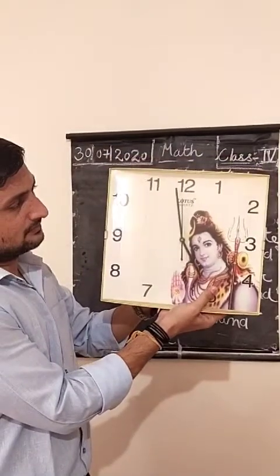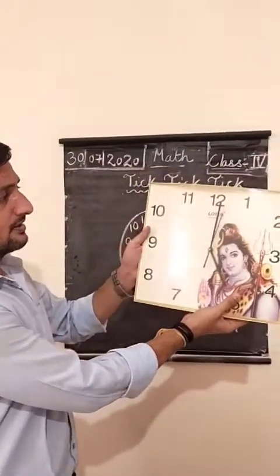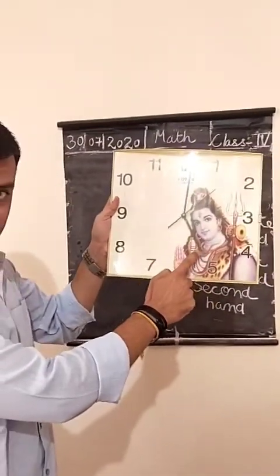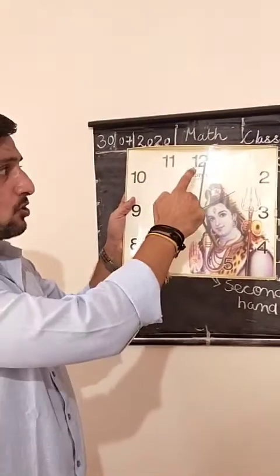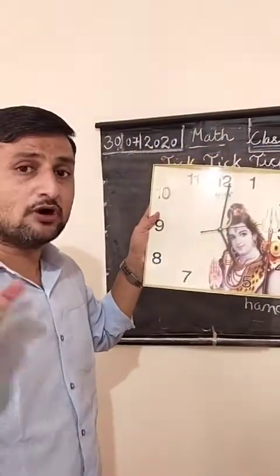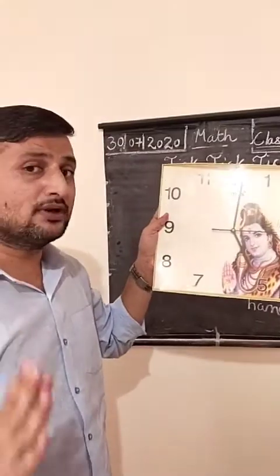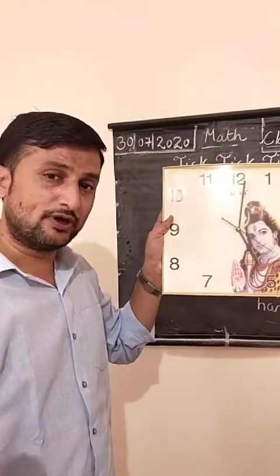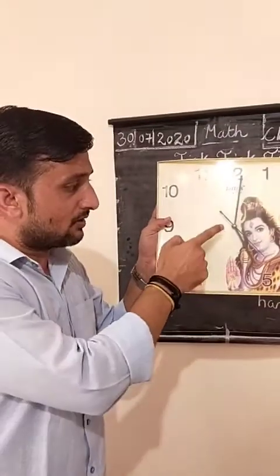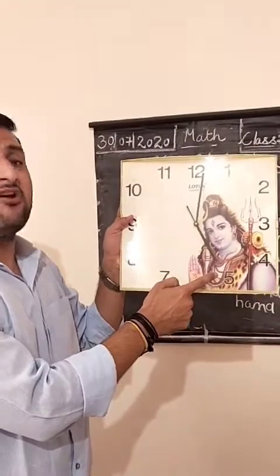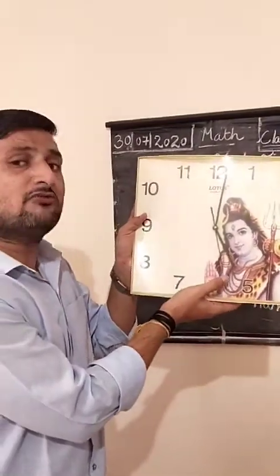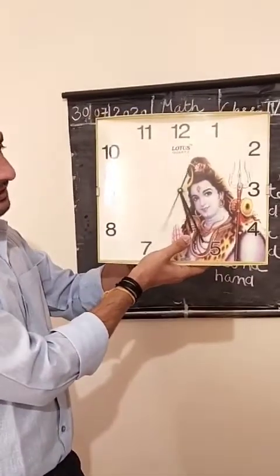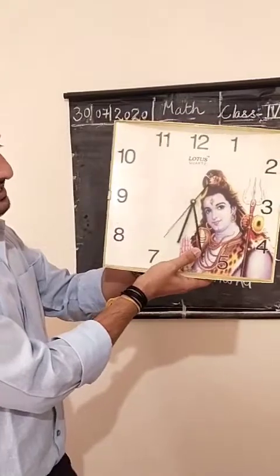Now see, on the clock, my hour hand is on 5 and my minute hand is on 12. So what is the time? How will we read the time? जहां पे हमारा hour hand होता है बेटा, that we have to read, वो ही हमारा time होता है. So our hour hand is on 5, it means it is 5 o'clock. Now let's see one more example.